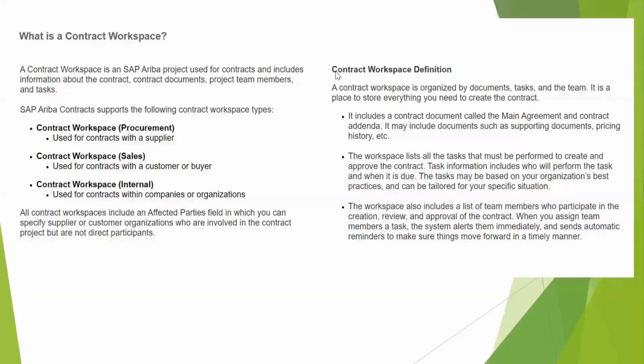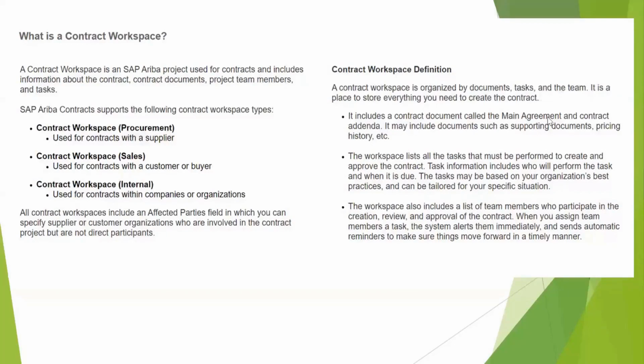So why do we call it a contract workspace? A contract workspace is organized by documents. All the related contract documents can be visible in one particular tab, along with the tasks in order to execute the contract. How many tasks are pending, I can visit from the tasks tab, and the team who are all having access to this contract. Since you have these many options consolidated into one particular project, it is defined as the contract workspace. It is a place to store everything you need to create a contract.